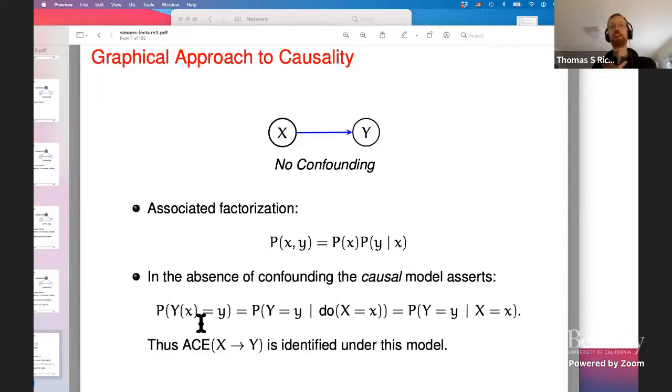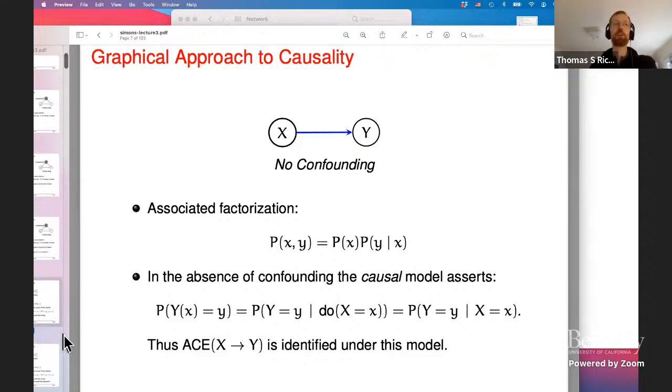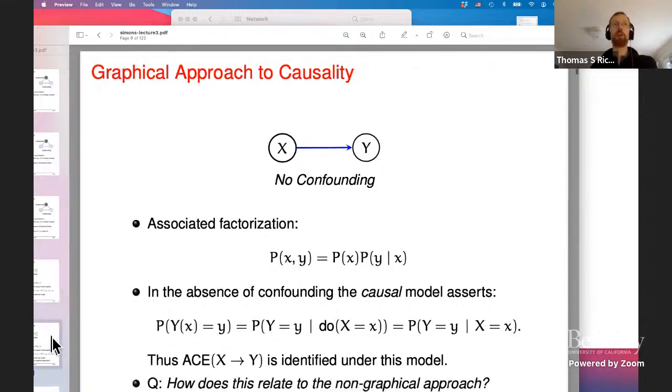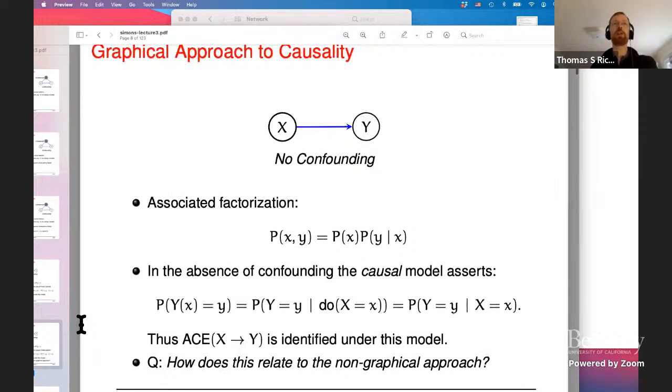This is the potential outcome way of writing it. This is the do calculus way of writing it. And then the fact that there's no confounding says that these things, which are the same object, are equal to the conditional distribution of y given x. This is basically what we saw back in the first lecture this morning, that the average causal effect is identified under this model.